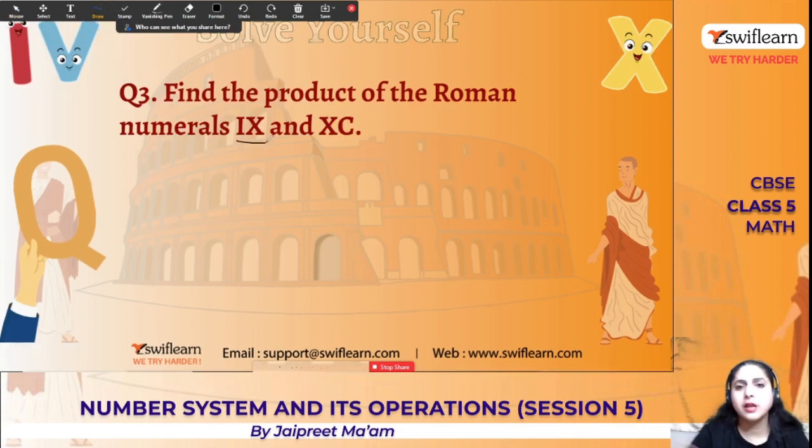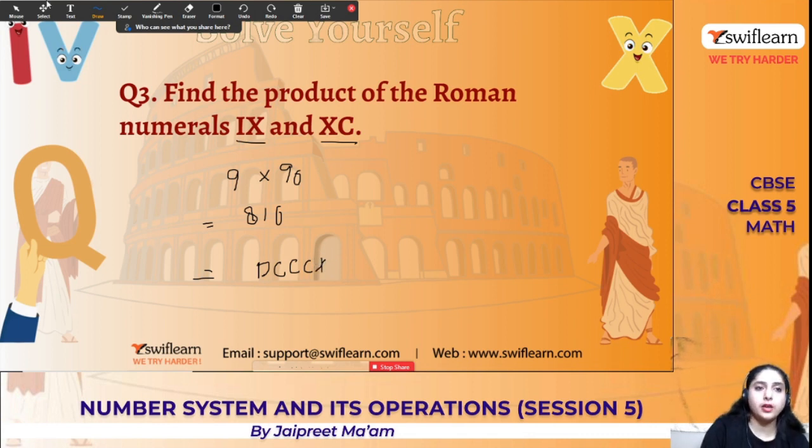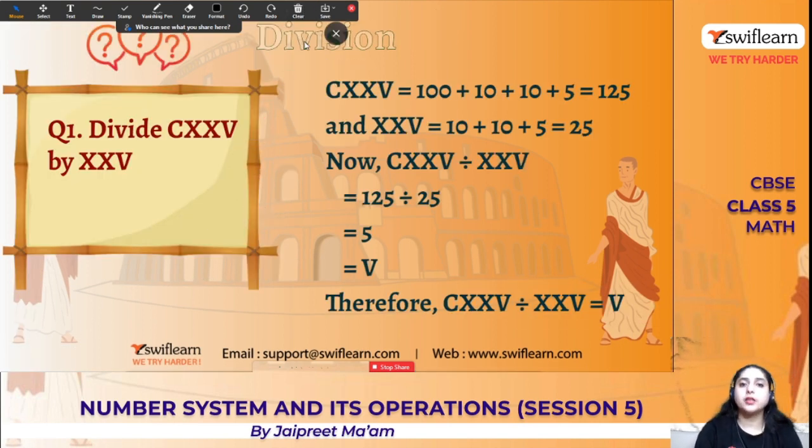Again IX means 9 and XC means 90. So we have to find the product. So 810 means DCCC and 10. Okay, DCCCX will be the answer. Let's see how to divide the Roman numbers. How will we divide the Roman numbers?